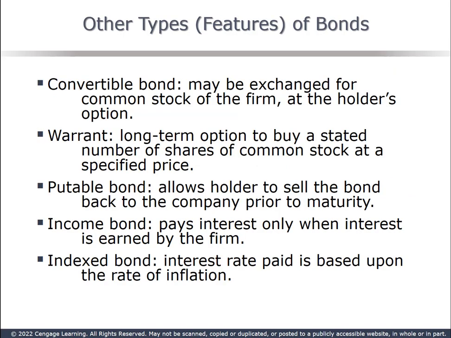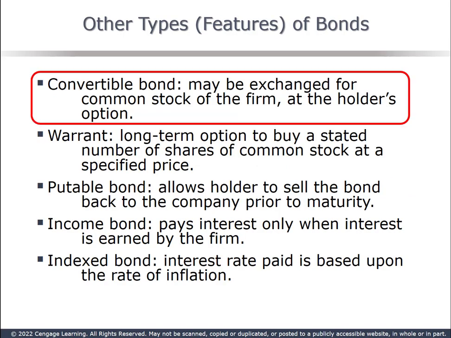Other bond features. A convertible bond can be converted at the holder's discretion into a specified number of shares of the firm's common stock. It's an attractive feature for bond buyers. They can share in the growth of the firm, and the issuing firm can offer a lower coupon rate.